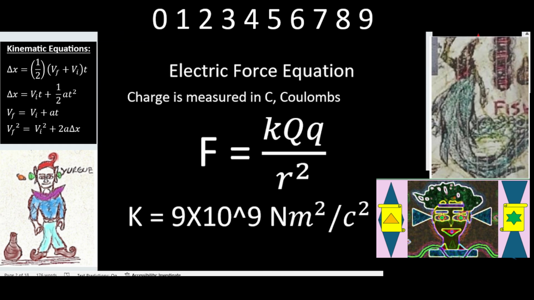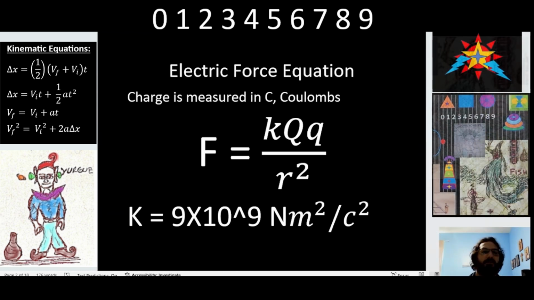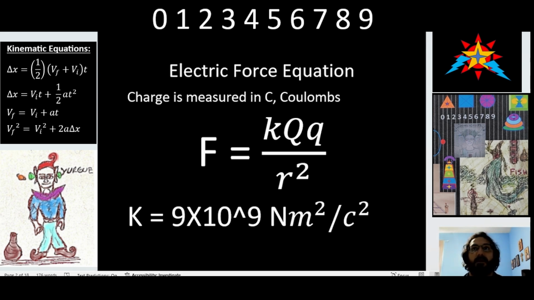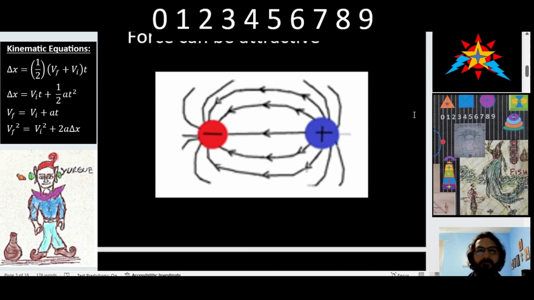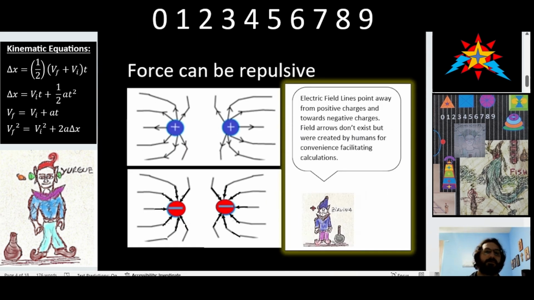Electric force equation: F equals k Q Q over r squared, with k being Coulomb's constant, 9 times 10 to the 9 newton meters squared over coulombs squared. The Coulomb's unit is C, which is the unit for charge. Force can be attractive, such as a negative and a positive. Force can be repulsive when there are two positives or two negatives.